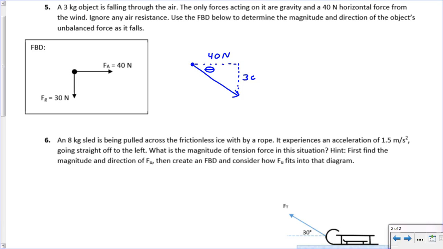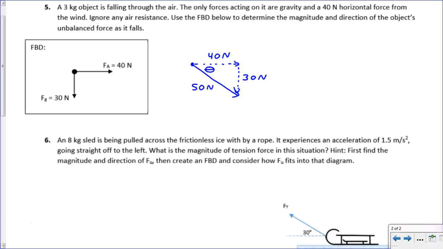We know it's unbalanced by 30 newtons in the vertical direction. This force is going this way and then down. And then what we can do is just use the Pythagorean theorem and figure out that the magnitude of the force is 50 newtons. All right, so a squared plus b squared equals c squared is all we did there.